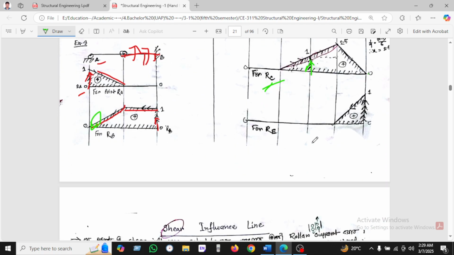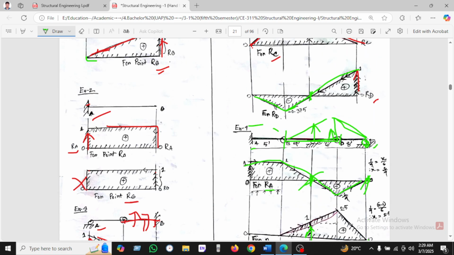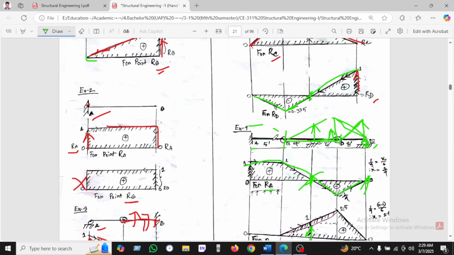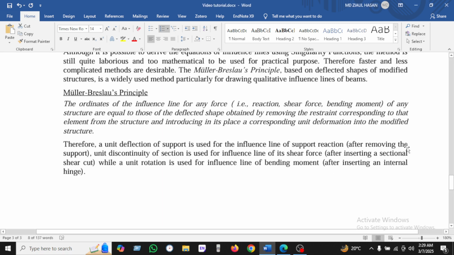Okay, so we can see another RC. We can see here the RC at point C. If we push upward, then it will be like that. So these are the basic themes we have seen here.